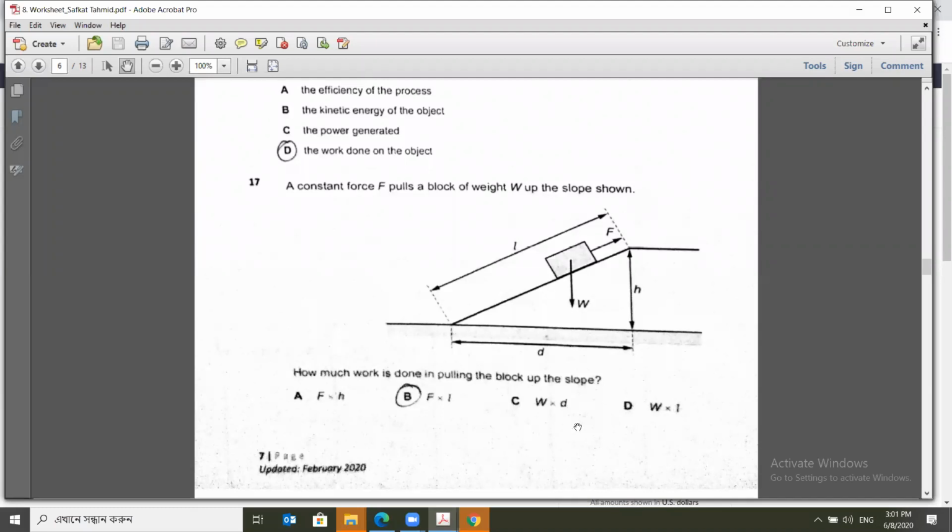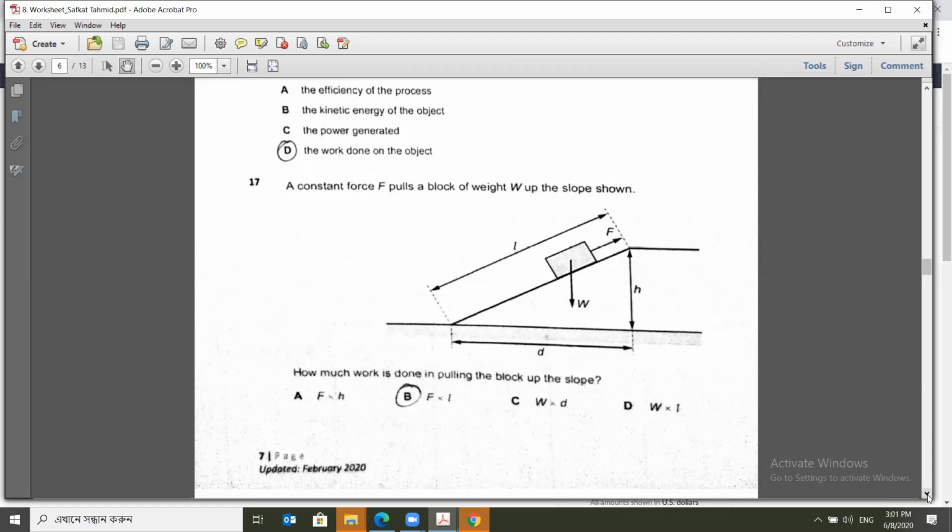Rabi, tell me, what is the answer? 17. Read the question and tell me the answer. A constant force F pulls a block of weight W up the slope. How much work is done in pulling the block up the slope? So, sir, it's like F into L. So, force into distance moved, right?